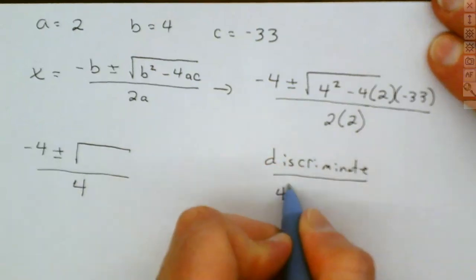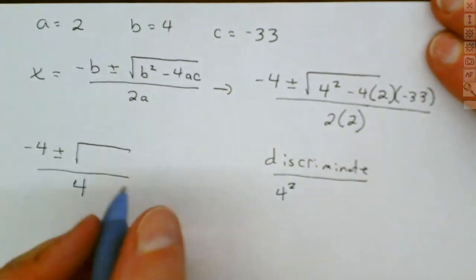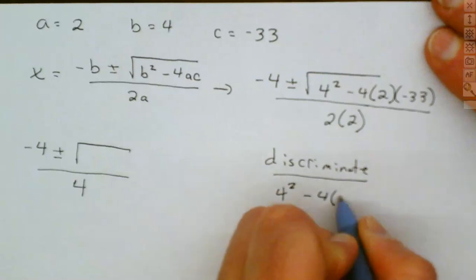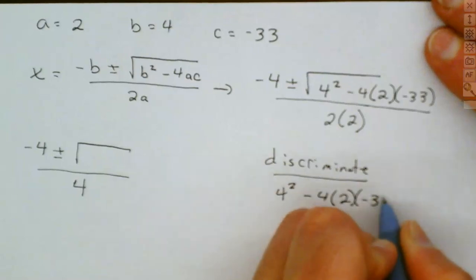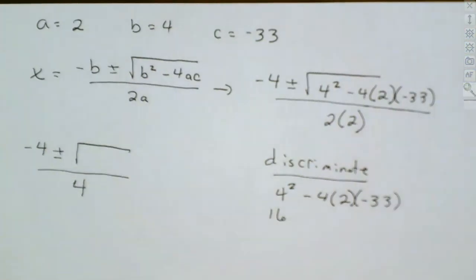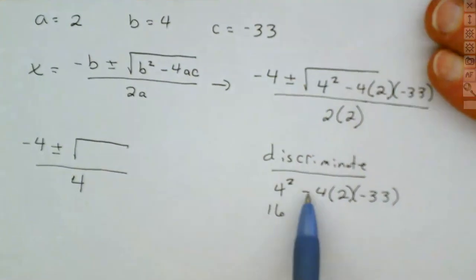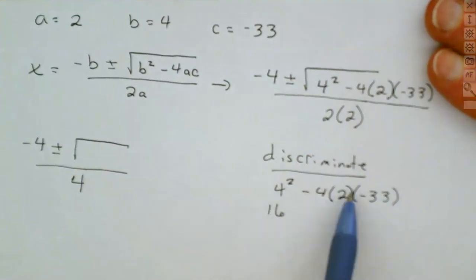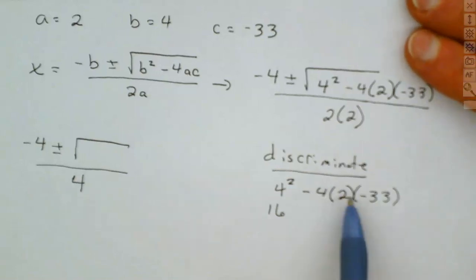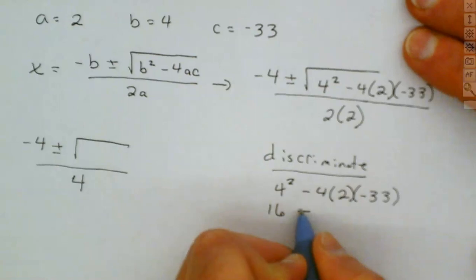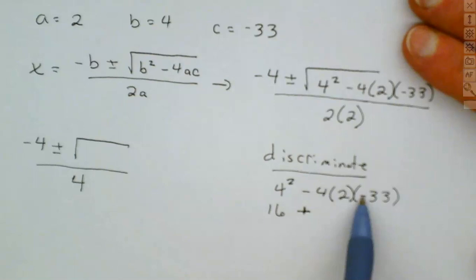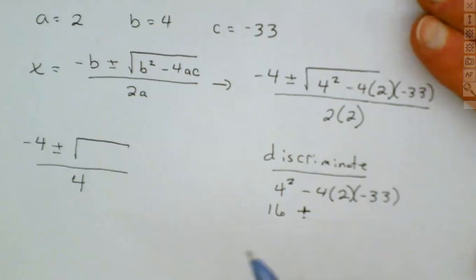My discriminant, and this is where students are most likely to make a mistake, my discriminant is 4 squared minus 4 times 2 times a minus 33. Well, 4 squared is 16. And let's talk about our signs. How many negatives do we have here? 2. And a negative times a negative makes this sign what? Positive, doesn't it? So I always get my sign first. 2 negatives, even number of negatives makes it positive.